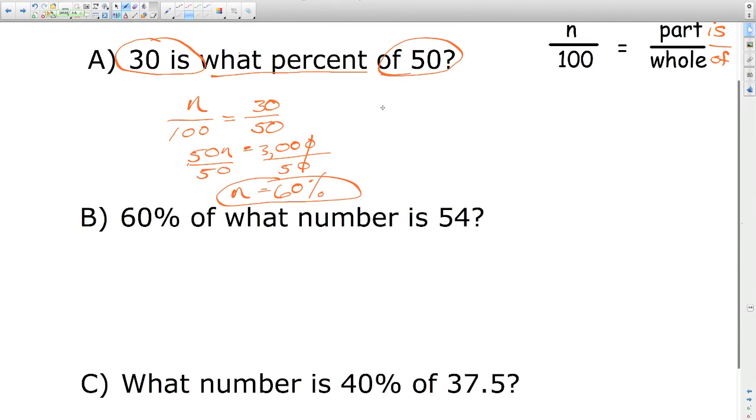This is considered to be a find the percent problem. The reason is because you're told to find the percent.